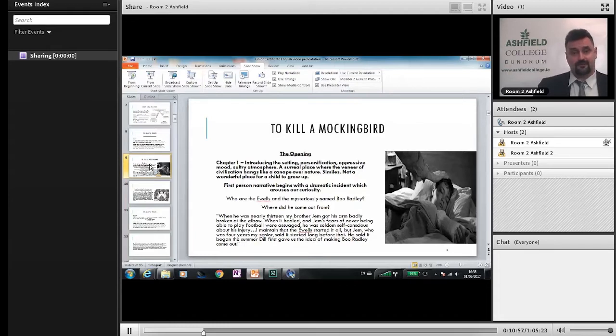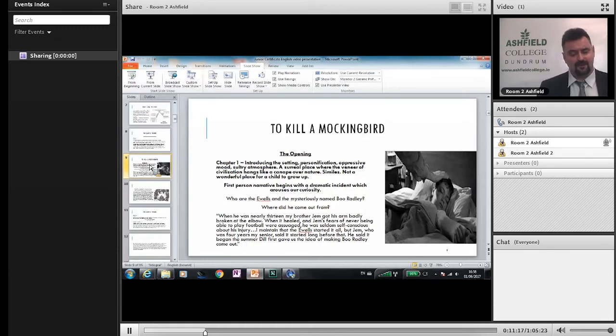From the very first line, we can see that this is a first-person narrative, and it begins with a dramatic incident which arouses our curiosity as a reader. So we're left asking these questions. Who are the Yules and the mysteriously named Boo Radley? Where did he come out from?